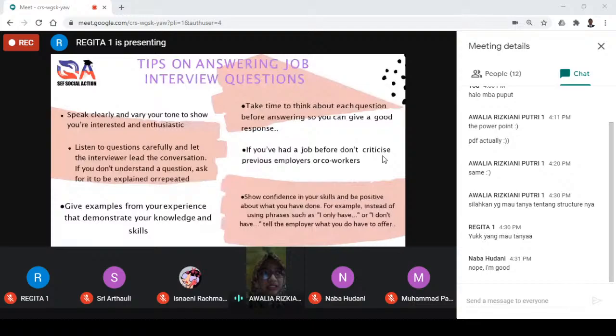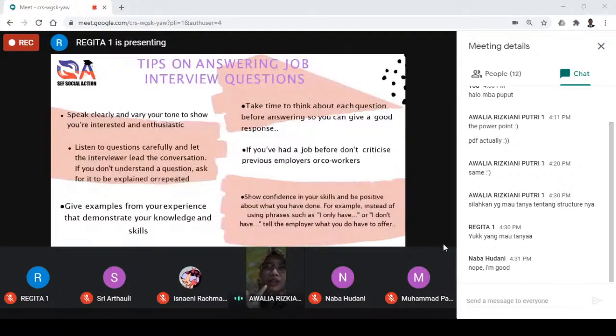If you don't understand a question, ask for it to be explained or repeated. Sometimes, as the interviewee, we don't understand what they're saying because the company sometimes uses words we never knew before. Like for example, MT, management trainee. Maybe we don't understand it, even if we don't want that position.